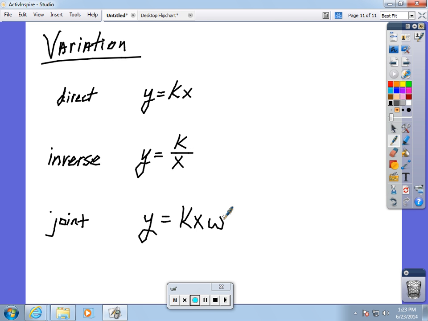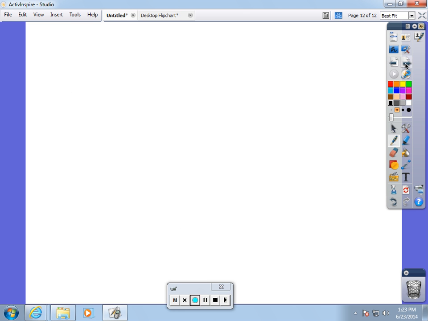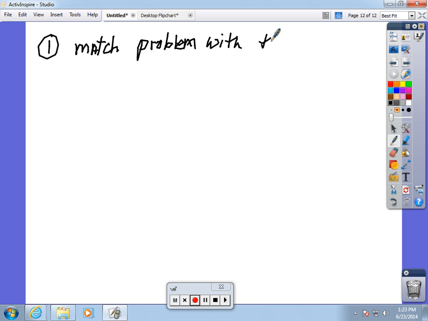Now, everybody got these down? Everybody got them written down? All right, here's what you're going to be doing when you have these types of problems. First, match the problem with the variation.